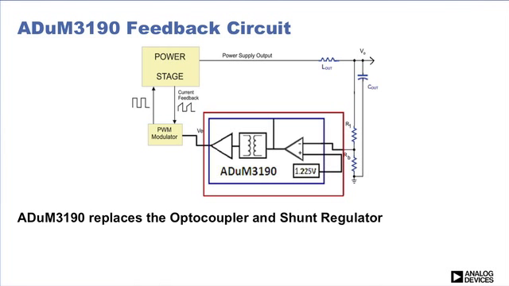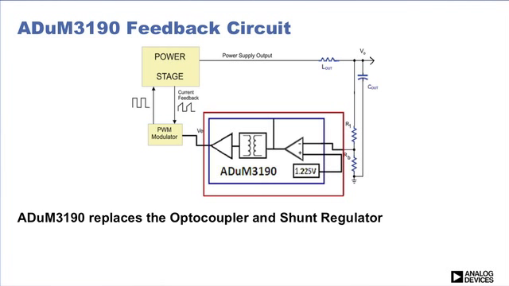The ADuM3190 isolated error amplifier replaces both the optocoupler and shunt regulator in an isolated power supply design. Let's look at the ADuM3190 feedback circuit. Here you will see the optocoupler is replaced with a fast linear isolator based on digital isolator technology. The shunt regulator is replaced with a wideband 10 MHz operational amplifier and a precision 1% reference.